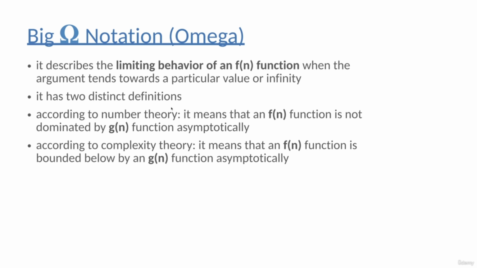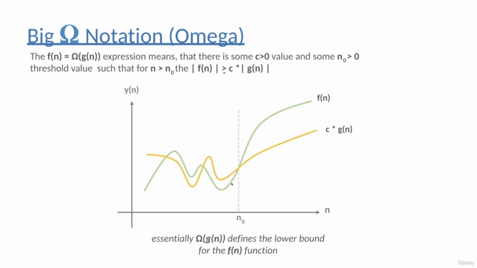According to number theory, it means that an f(n) function is not dominated by a g(n) function asymptotically. According to complexity theory, and this is exactly what we are after, big omega means that an f(n) function is bounded below by a g(n) function asymptotically. So what does it mean exactly? The definition is going to be very similar to what we have seen with the big O notation. So we can come to the conclusion that the f(n) function, which is the running time complexity of a given algorithm with respect to the input size, is equal to omega of a given g function.